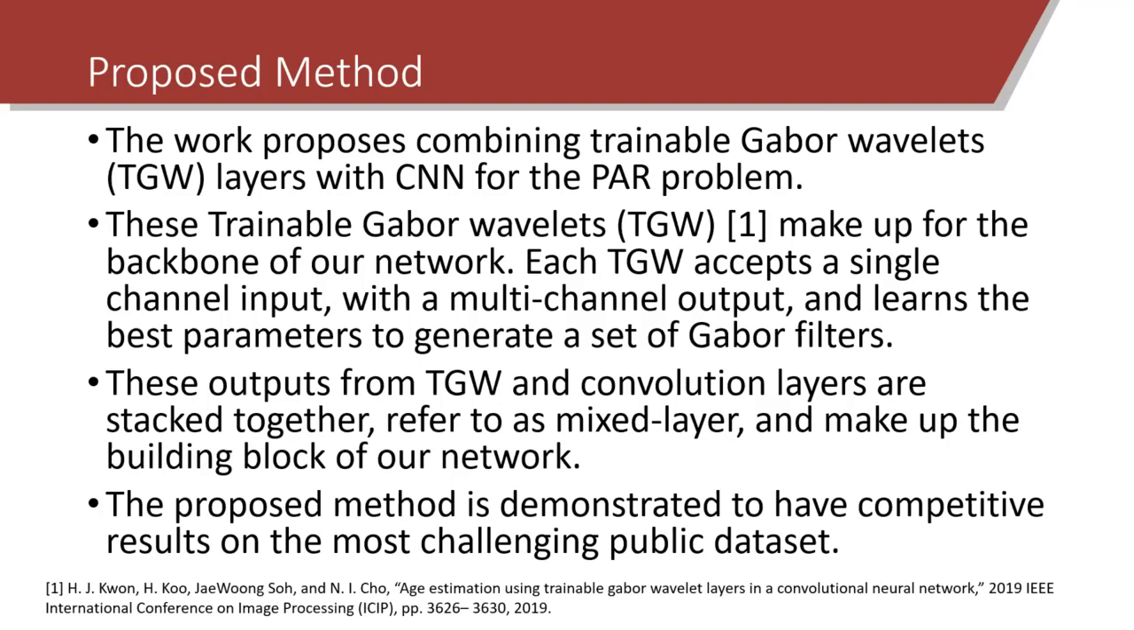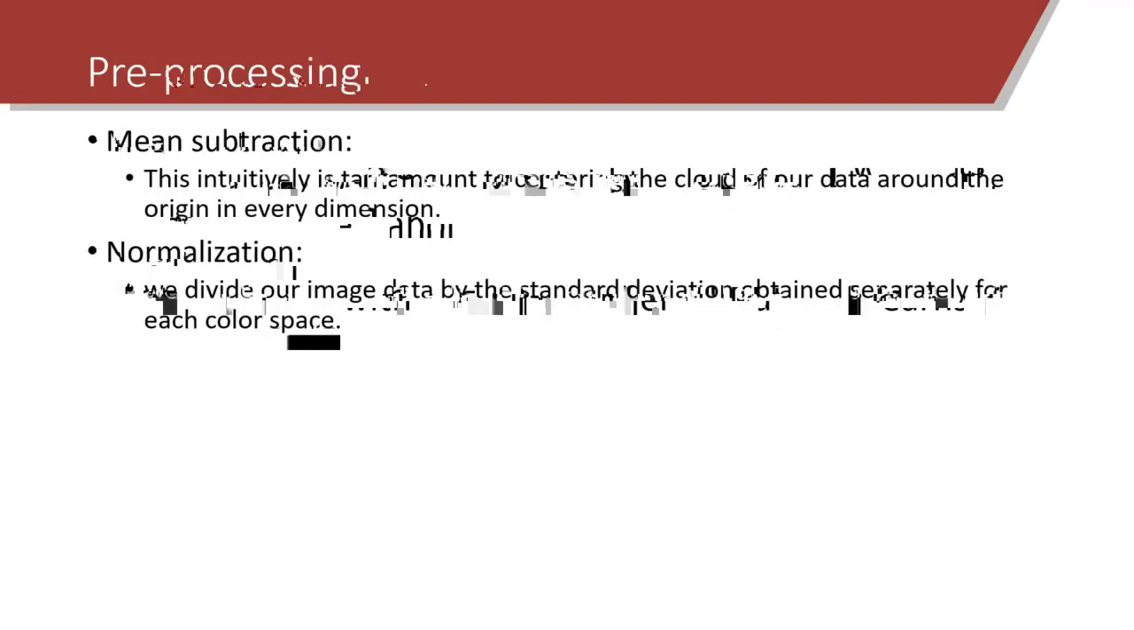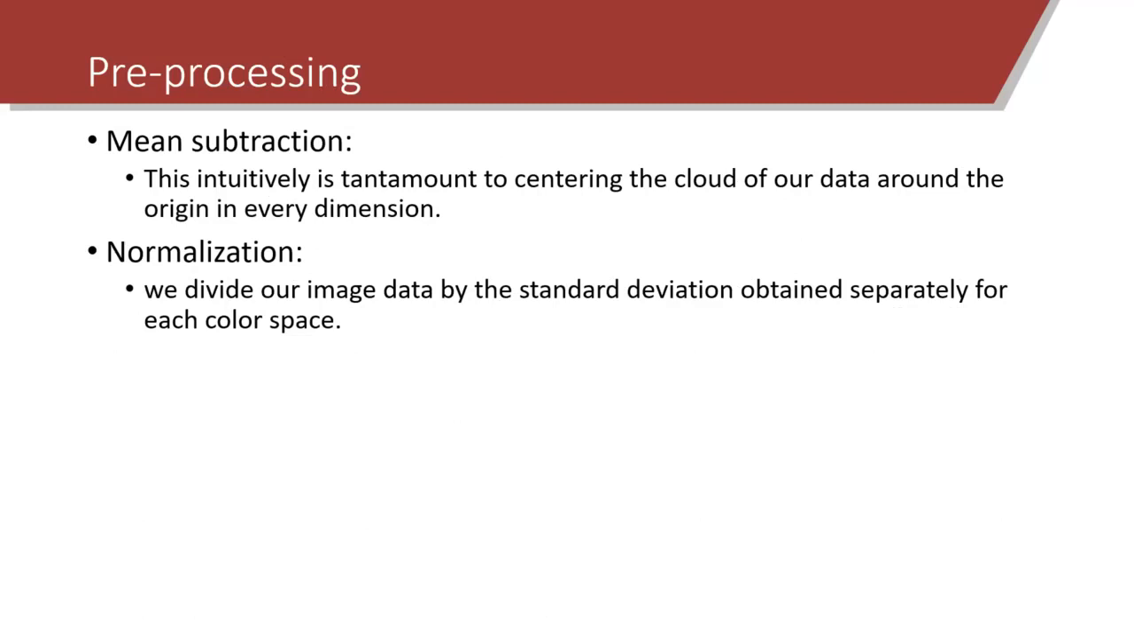Okay, and as we're using Gabor wavelets, we will look at the parameters. The network learns these Gabor parameters, so it learns the best filters suited for the data set. Okay, so the outputs from TGW and convolutional layers are stacked together. We call them mixed layers, okay? And these are really the building blocks of our network. We show that these are really effective and give us state-of-the-art results.